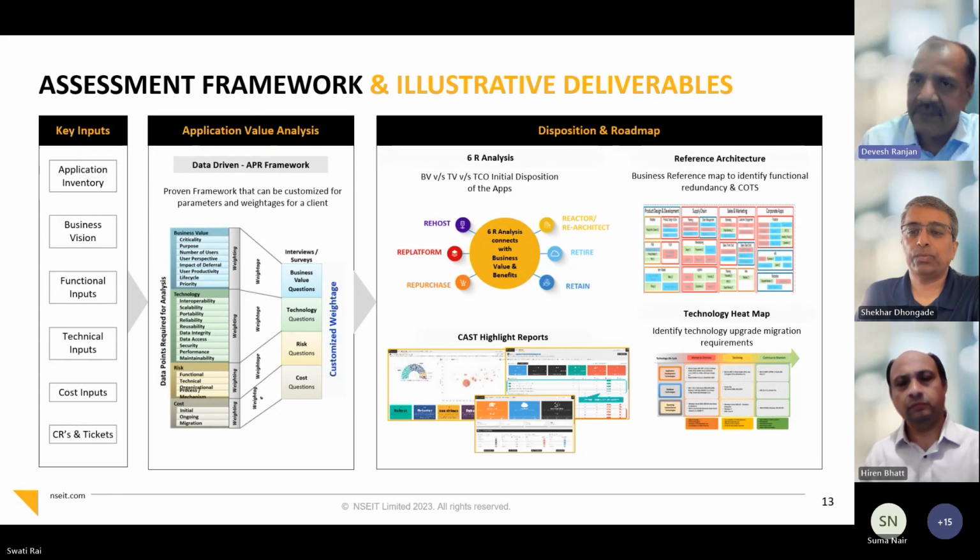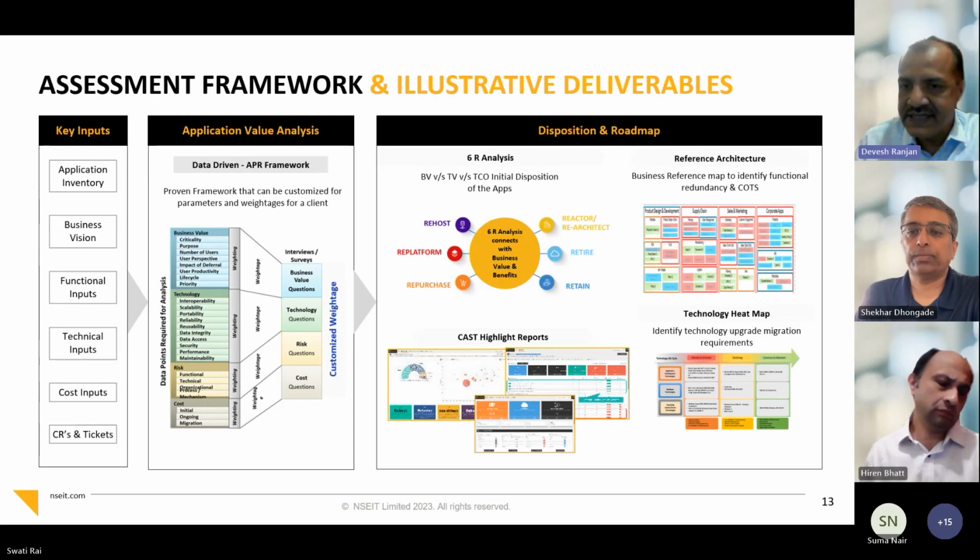Now, what that helps us understand is, from a business standpoint, are there multiple applications in existence addressing the same business or functional requirement? Is there an application redundancy? Number two, from a technology perspective.